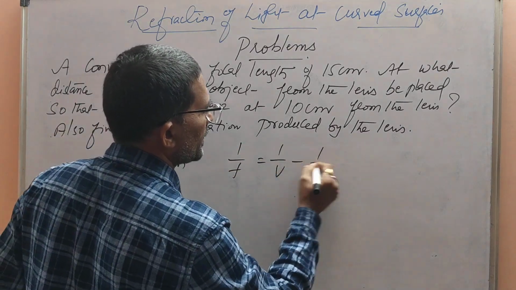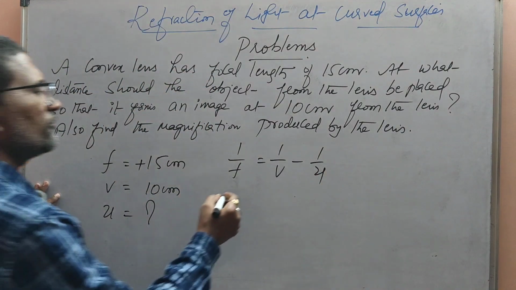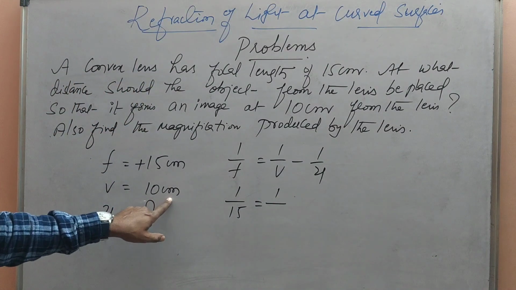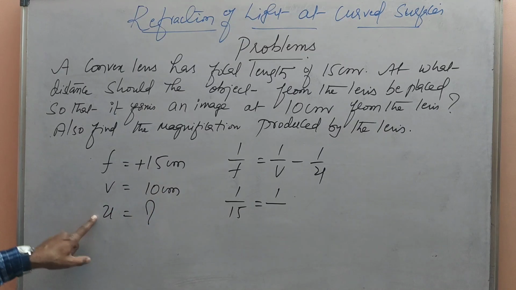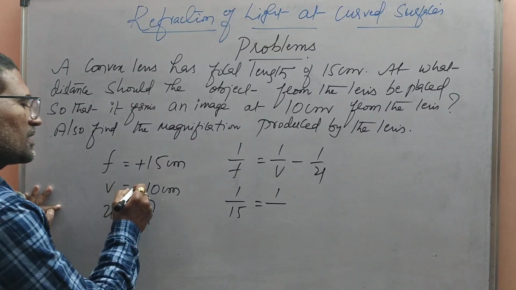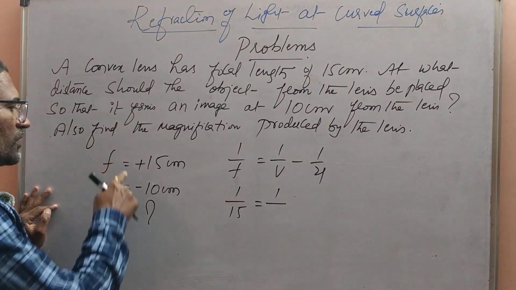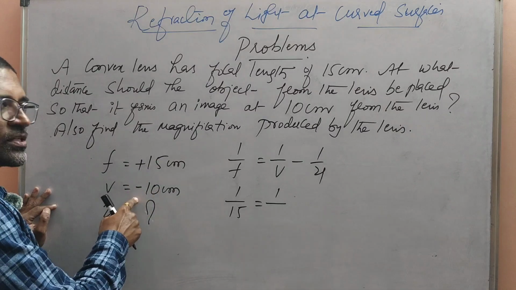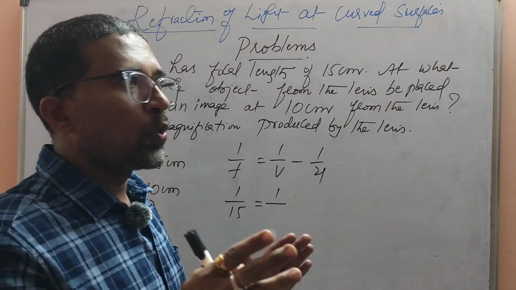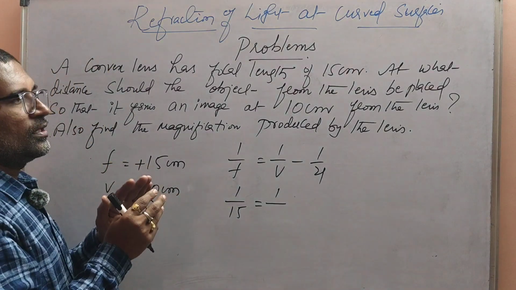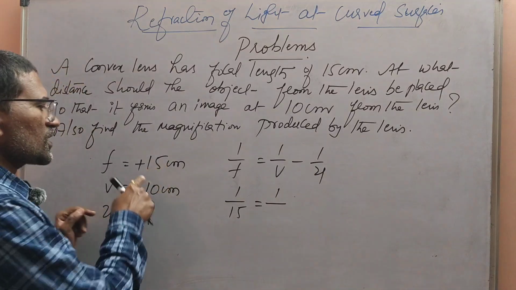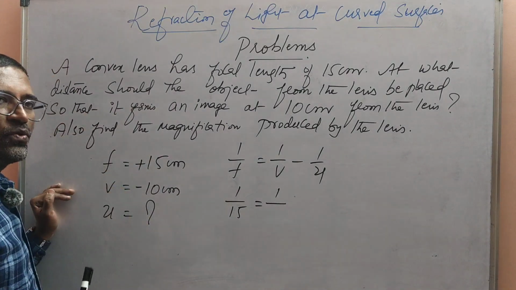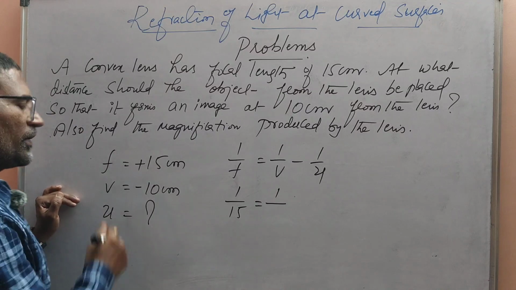1 by f is equal to 1 by v minus 1 by u. 1 by f is 1 by 15 is equal to 1 by v, where v was given as 10 centimeter, and u was not given; you have to find it. Some basic idea you need to think. Focal length is 15, image distance is 10 centimeter. The image so formed will be between the optic center of the lens and the focal length. It may be a virtual image. So by predicting that, I wrote a minus value for the image distance. Now I have to find the object distance.